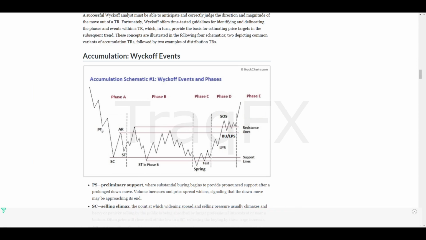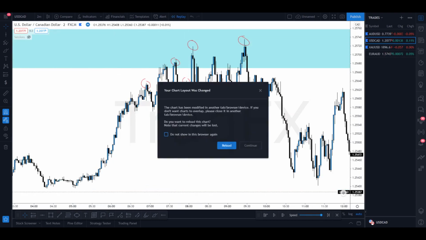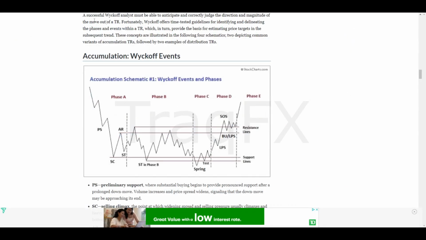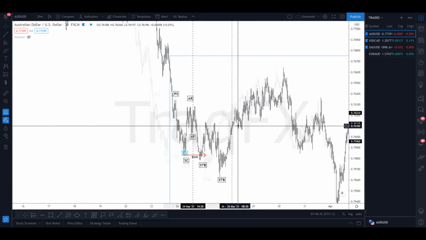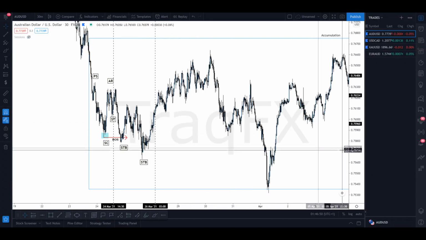It generally does not break the PS, but it can break the PS. It doesn't necessarily have to respect it. So now we're in phase C. And this is the most interesting and most important part of the Wyckoff schematic.